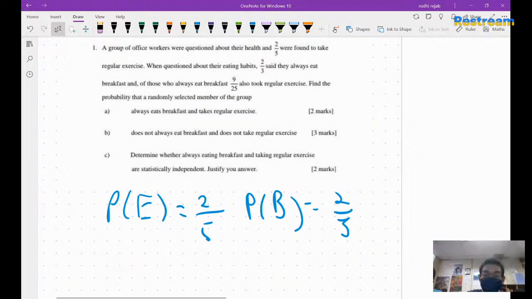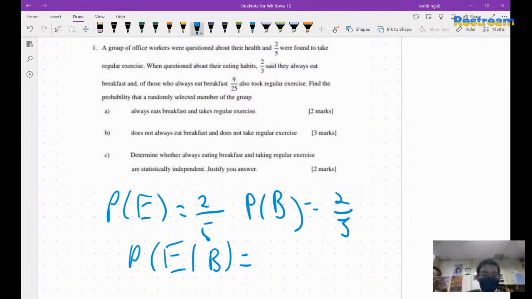For the next sentence, it is quite tricky because it says "of those who always eat breakfast". Conventionally we learn "given" or "if", but right now it says "of those who always eat". This actually has the same meaning as E given B, that is, given that from those who always eat breakfast, 9 over 25 also take regular exercise. So we can interpret them the same way: for those who eat breakfast, 9 over 25 take exercise.